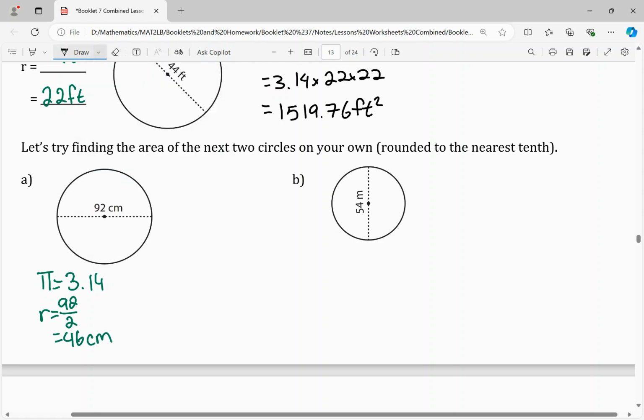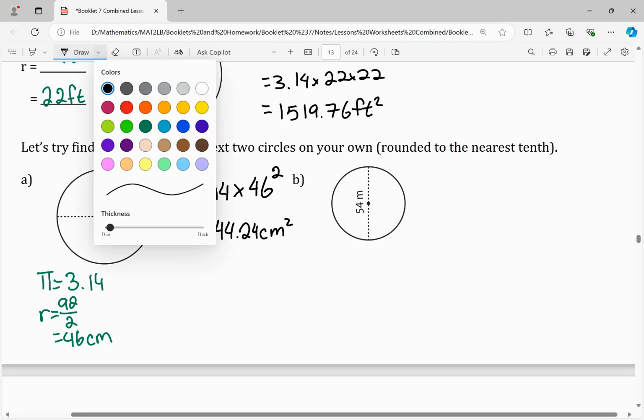So our area is, I'm going to stop writing the equation because hopefully we know it by now. Area is 3.14 times 46 squared. If you haven't already, try finding the squared button on your calculator and using that. You should get an answer of 6,644.24 centimeters squared.